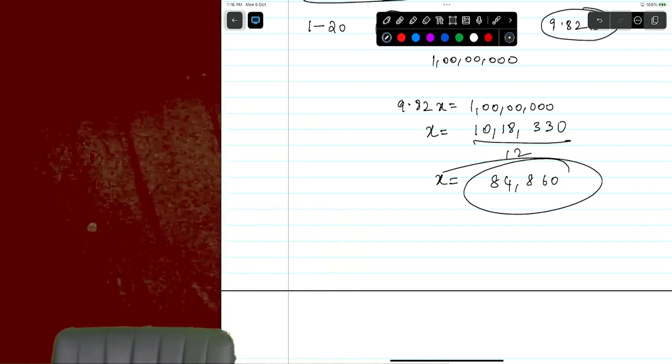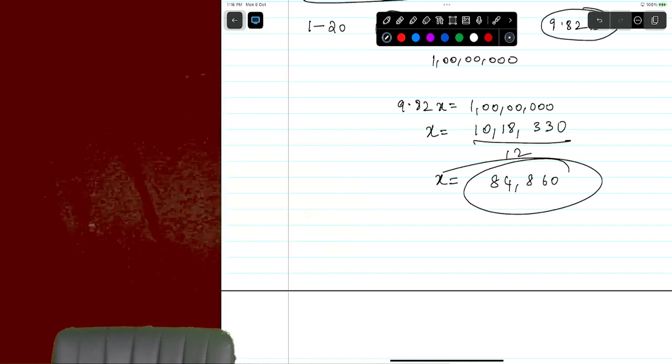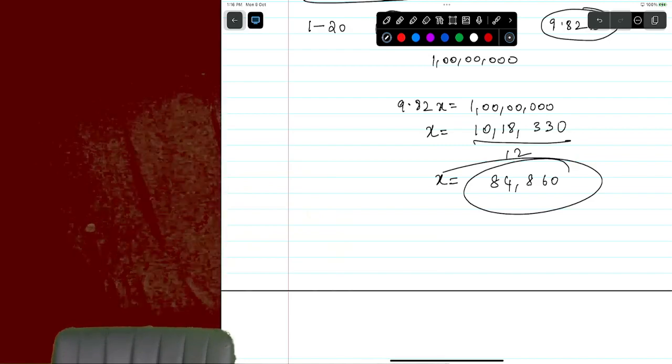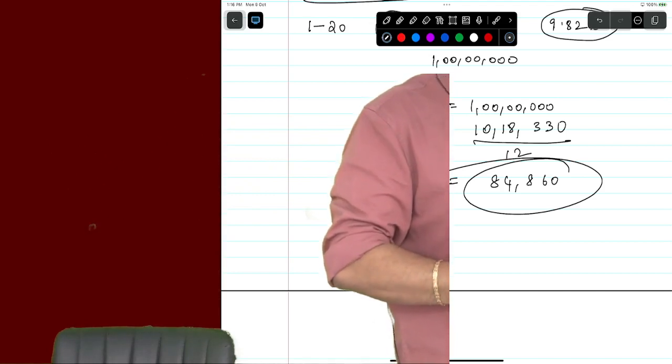10.1 years, you are paying interest to the bank. 10 years you will pay only interest. You are not paying principal back. You are paying only interest.